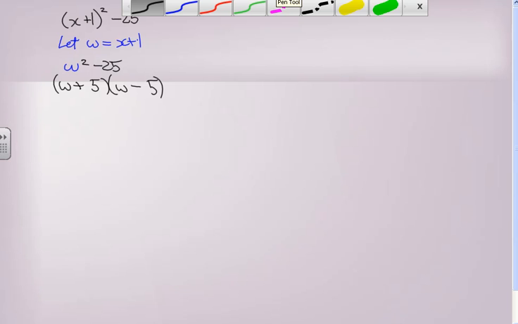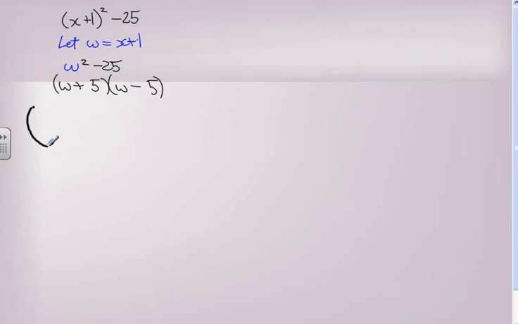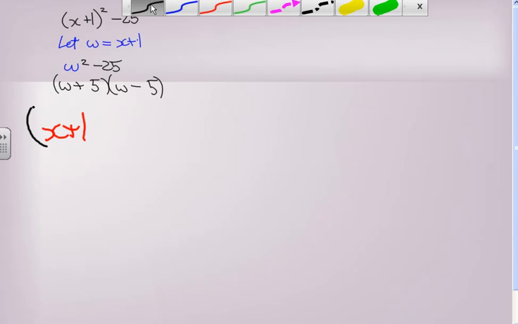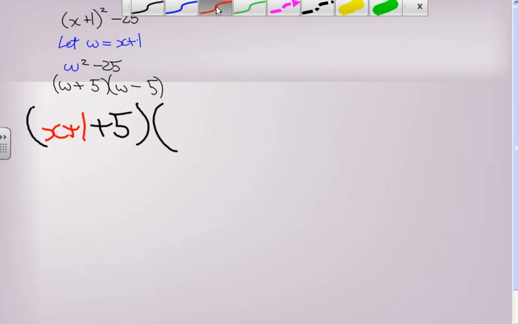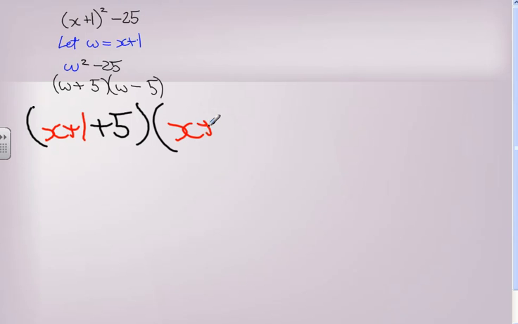Now I'm going to take that equation and I'm going to substitute in for my w on each one. So, instead of w, I'm going to put in x plus 1. Go back to plus 5. Do the same thing on the second one. Instead of w, I'm going to put in x plus 1. I have my minus 5.